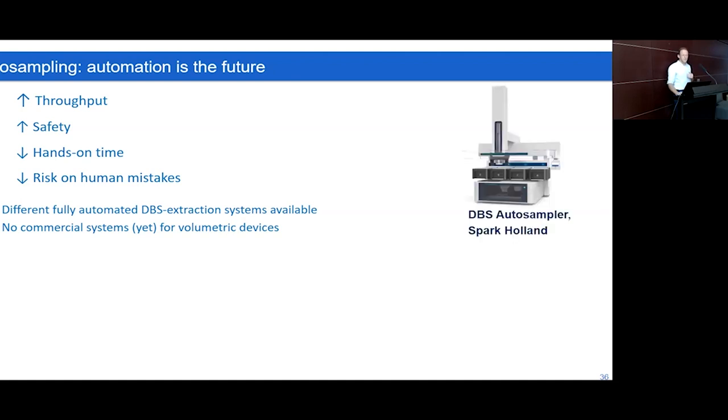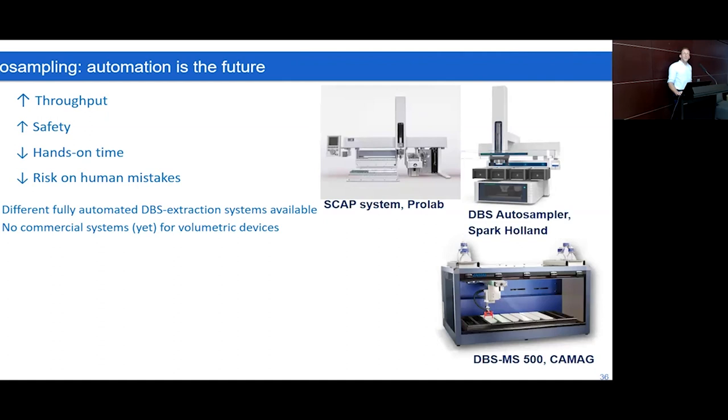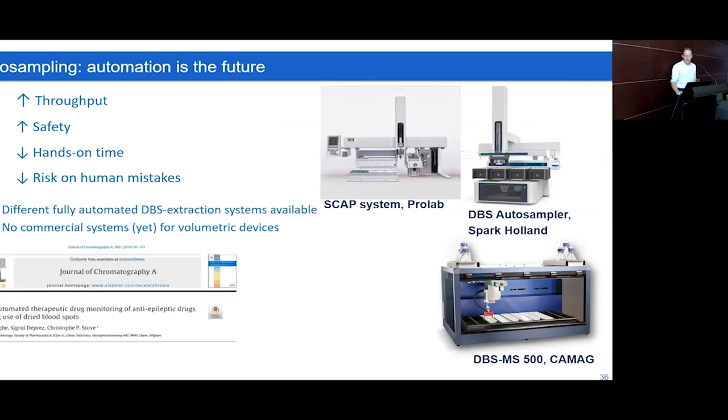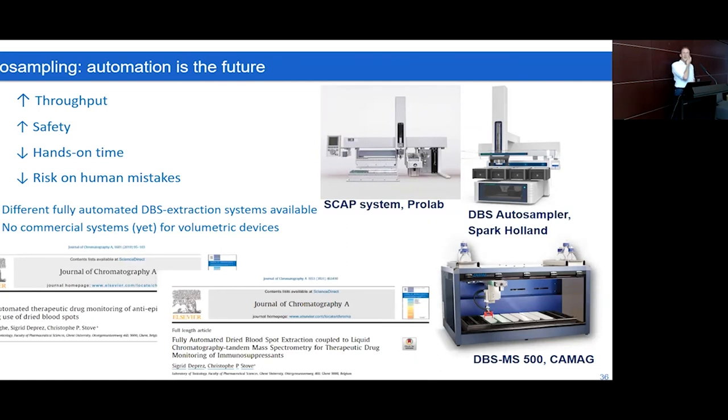Different fully automated systems have been made available. There are no commercial systems yet for the volumetric devices, like these tips that I was using, or for sub punches. But there is movement in this field, and we're also now embarking on that. So we already have the system on the right. We evaluated this for antiepileptic drugs and for immunosuppressants, so already quite a challenging application, because we're looking at 1 nanogram per milliliter concentrations in 4.2 millimeter flow-through areas, not really punches. This corresponds to less than 10 microliters. We're really at the edge of the sensitivity we needed.